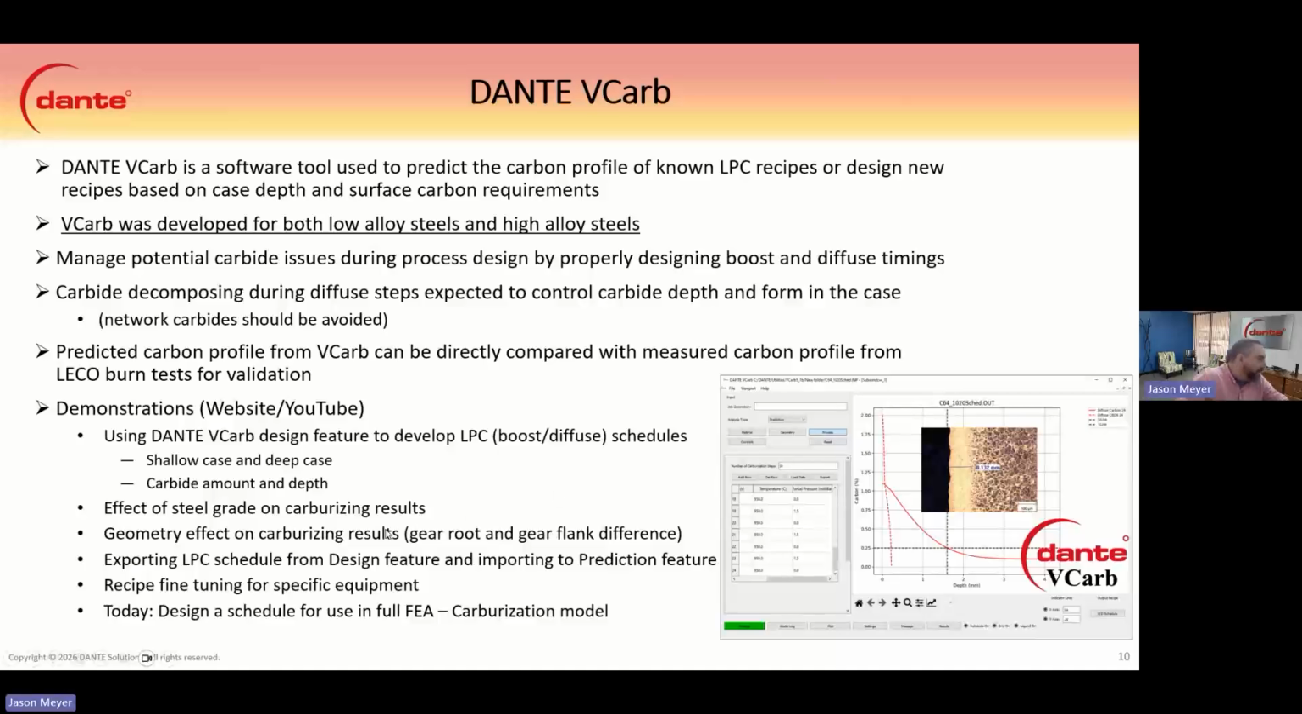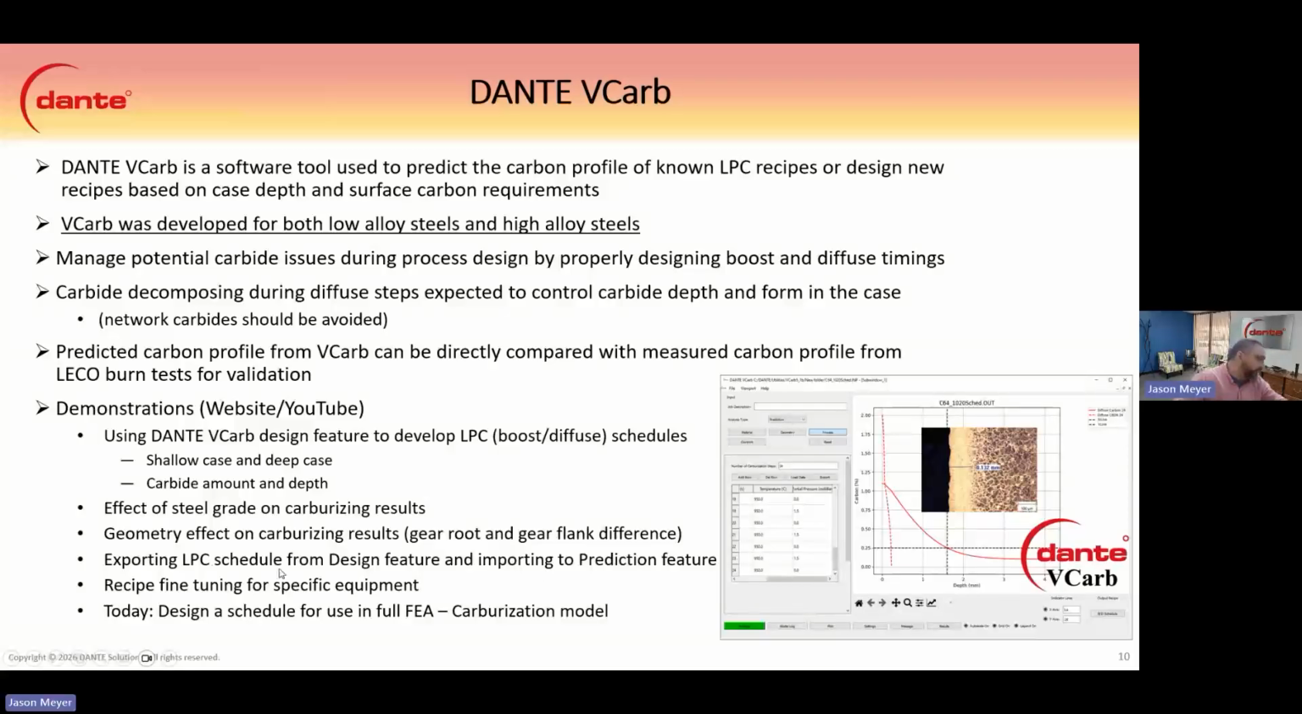We did some work on geometry effect on carburizing, like the gear and the root flank difference. So when you work with a gear, you have the flank, which is relatively flat and maybe a little more convex surface, and the root is a very fine concave surface. And so the way the carbon profile is developed for those, you will get a difference between the root and the flank. Usually the root is a lot less carbon compared to the flank. We have examples on that on our YouTube and our website as well.